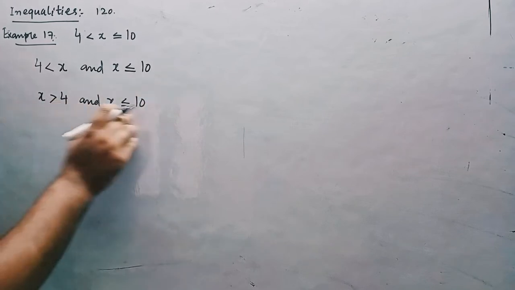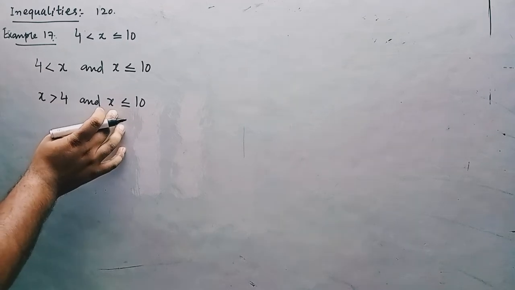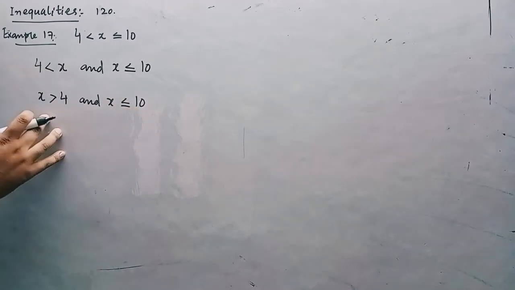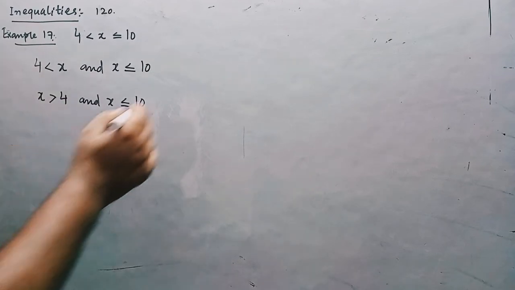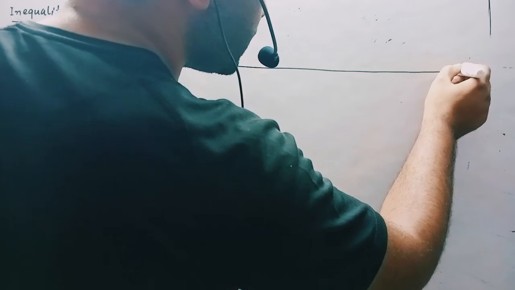हो गया ये सॉल्व. यानी x का वैल्यू 4 से बड़ा है, x का वैल्यू 10 या 10 से कम है. This is the solution of this inequality. Now number line पे कैसे हम करते हैं? First we will draw a line like this.